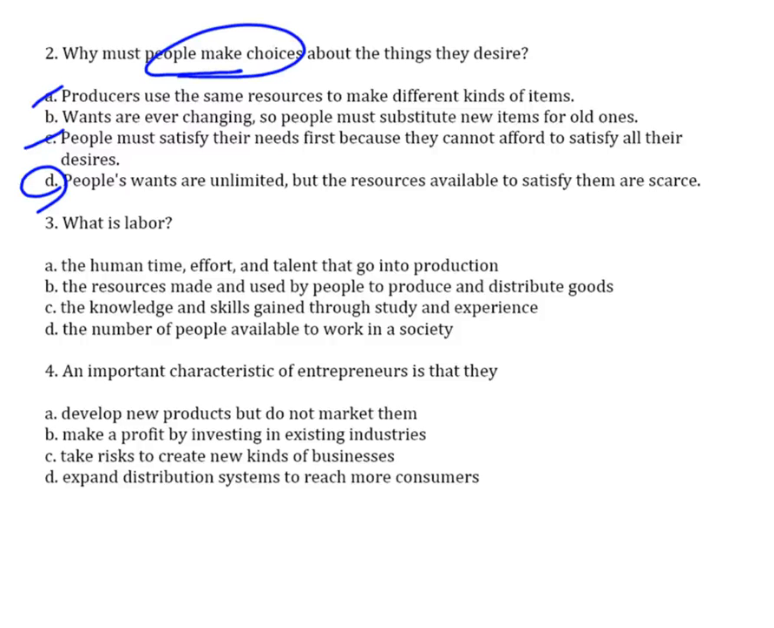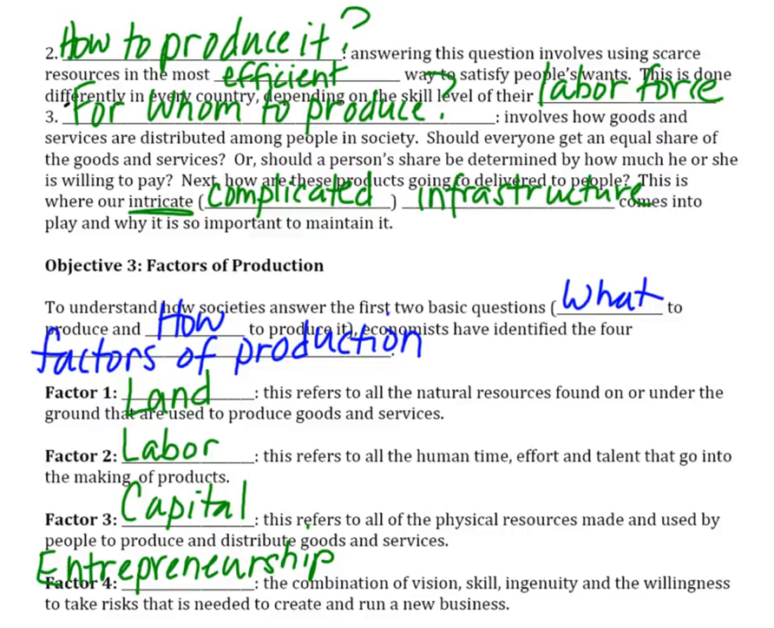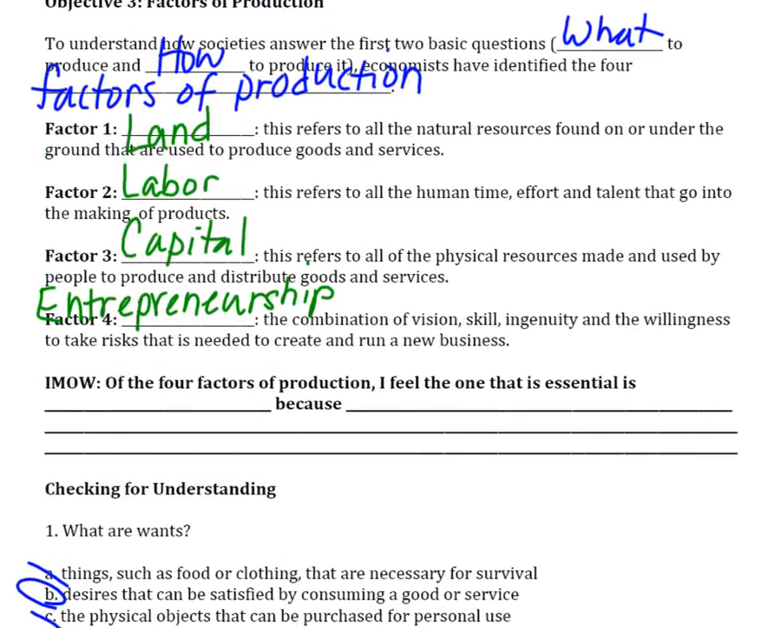All right, welcome back. What is labor? Hopefully you were able to get rid of 2 and you knew that the human time, effort, and talent that go into production is labor. And if you look back at our notes right here, it says labor. It says all the human time, effort, and talent that go into making of products.